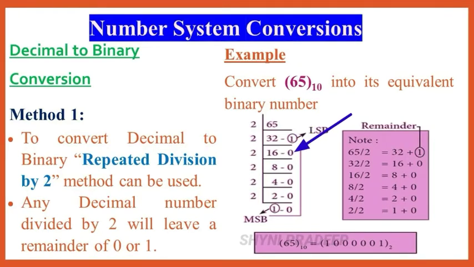You will get 16 and take the remainder value 0, and again divide by 2. You will get 8 and take the remainder value 0, and again divide by 2. See the answer 4, remainder value is 0, and again divide by 2 and you will get 2, remainder value is 0. Again divide by 2, you will get 1, remainder is 0. Here this one is the most significant bit and this one is the least significant bit.